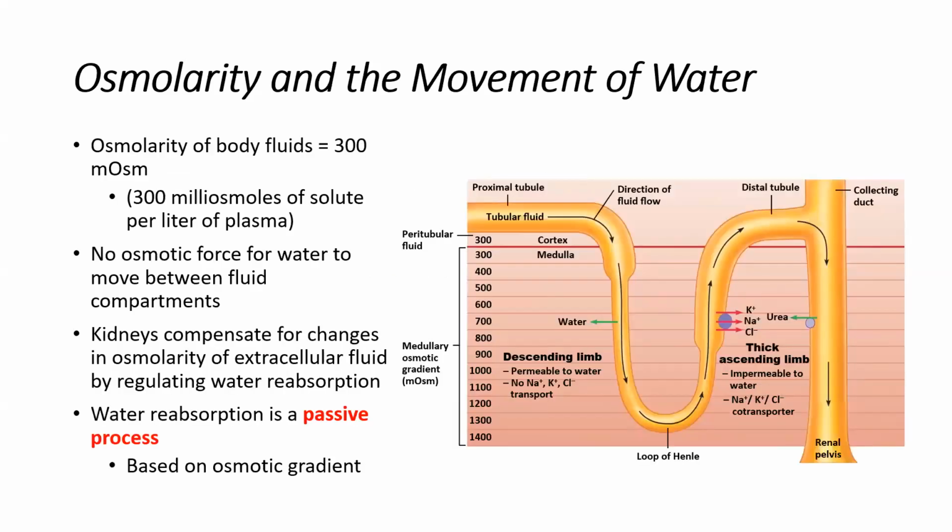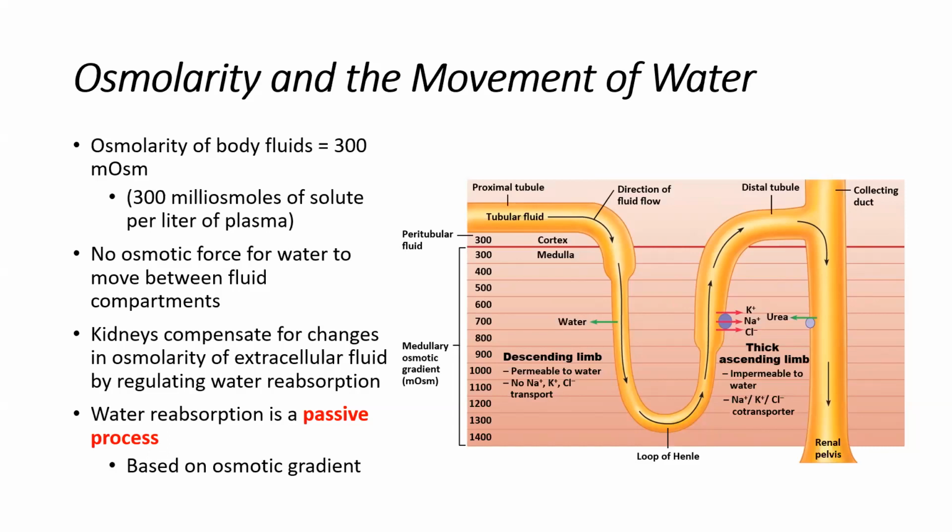Okay. And so we can speak about the osmolarity of all of our body fluids as being about 300 milliosmoles. And to just describe what that means, there's about 300 milliosmoles of solutes that are dissolved in a liter of our plasma. And this is the osmolarity of our plasma as it relates to our other body fluids.